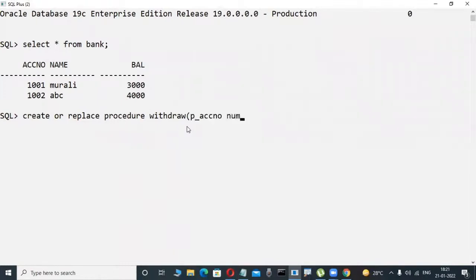Account number I'm passing. Again, the amount also I'm passing, only because I try to withdraw. The ATM card is there, same as before. And now here the amount, I'm passing something only. Okay. Now some coding is there. I want to find out the balance.